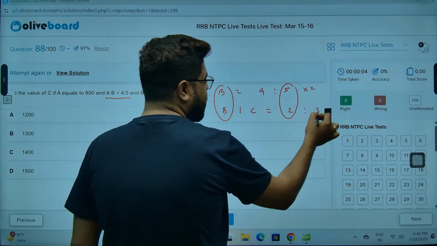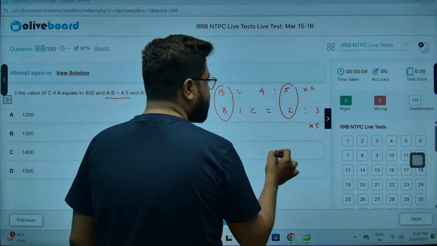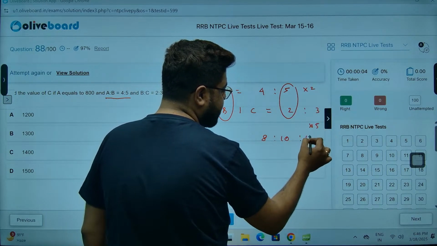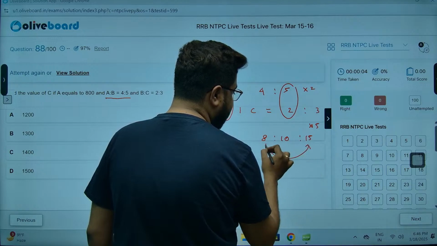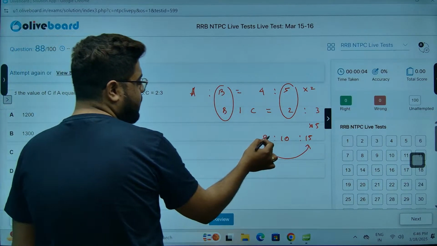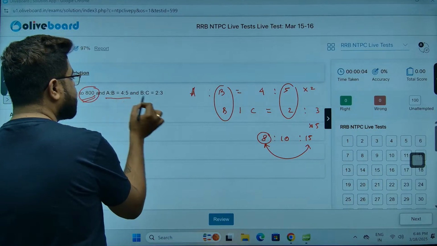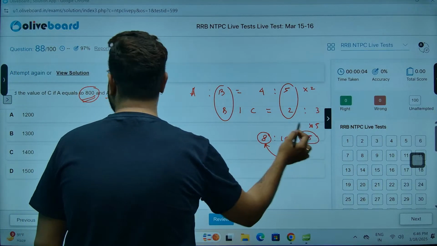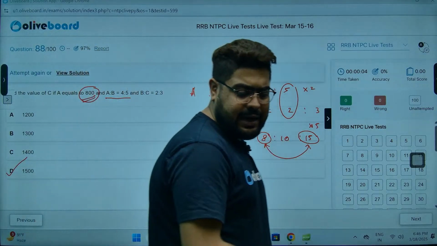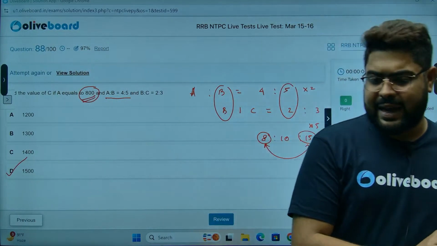So you multiply by 2 here, and by 5 here. So it becomes 8 ratio 10, and on the other side 5 threes are 15. So A and C are 8 and 15. A is equal to 8, 8 equals 800, so C equal to 15 is 1500. 1500 will be the answer, option D. It's a single liner question.